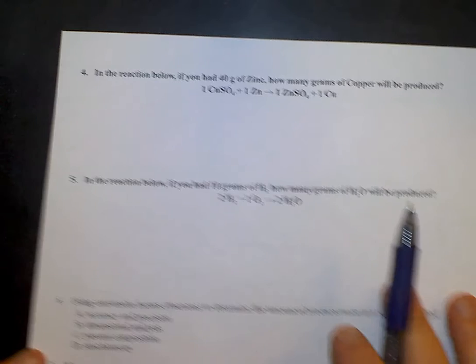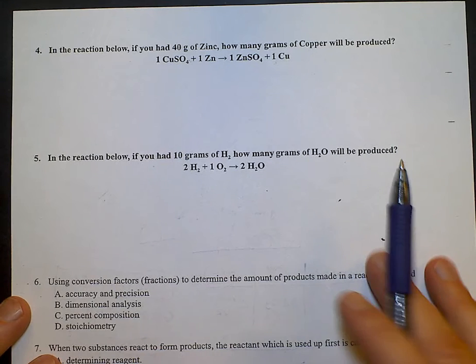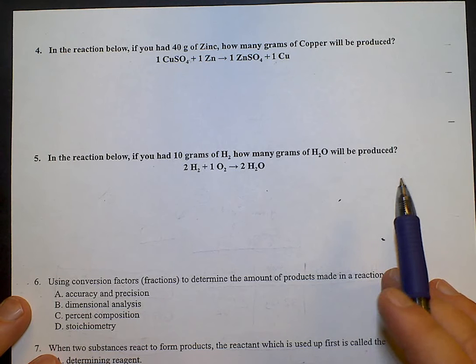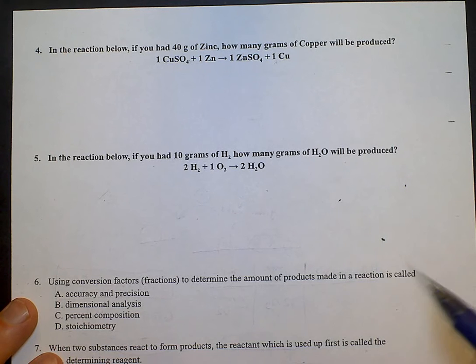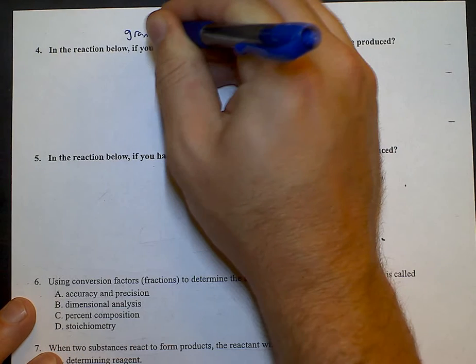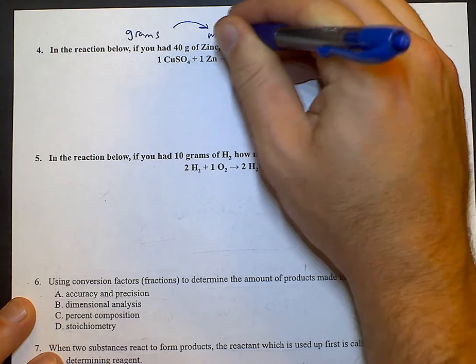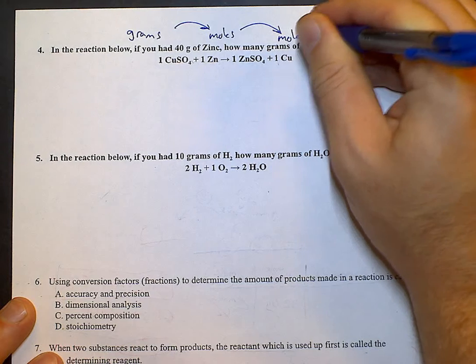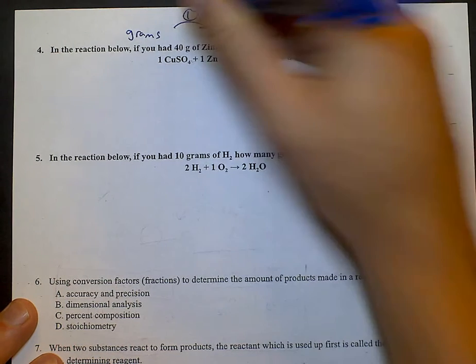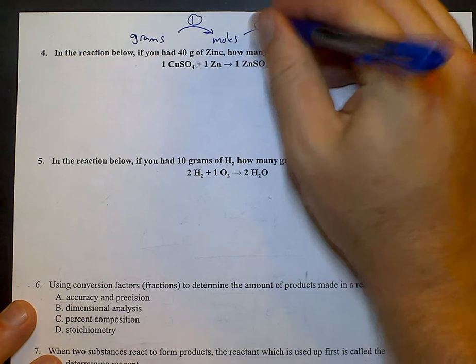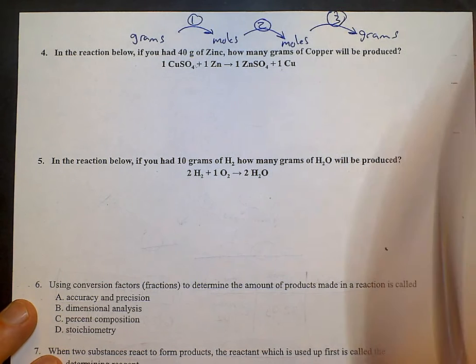Number 4. All right, we're actually below. We have 40 grams of zinc. How many grams of copper will be produced? Okay, we're going from grams to moles to moles to grams. Okay, this is a 1, 2, 3. It's a three-step problem.